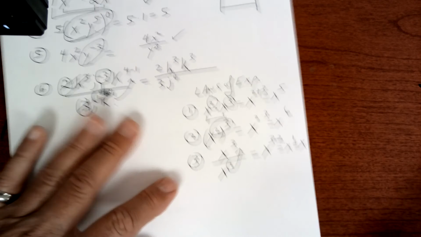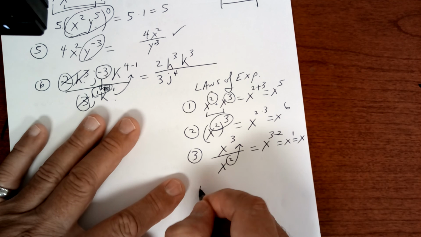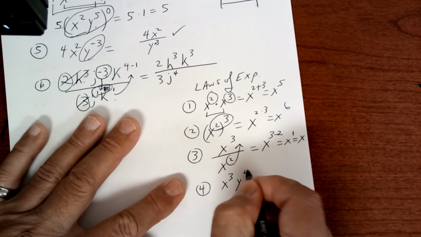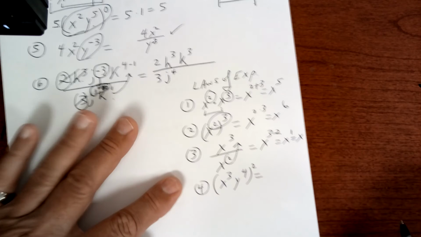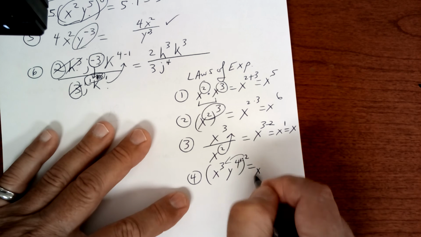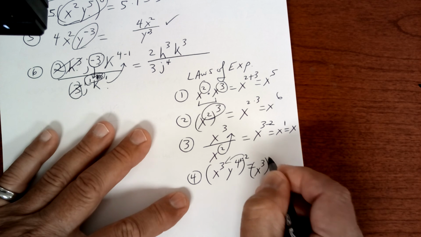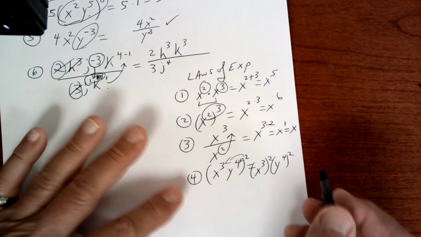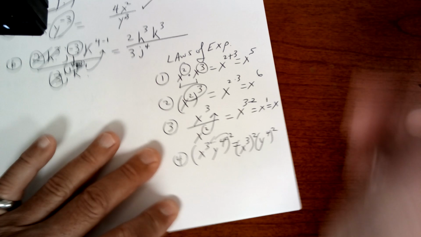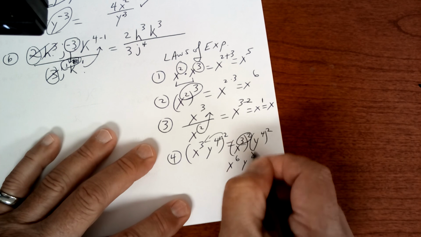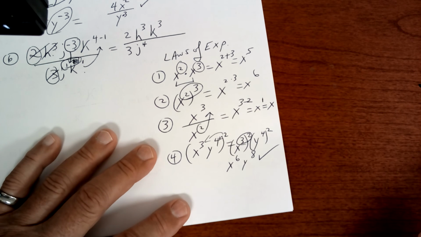And then finally, it's kind of like the distributive property, like x to the 3rd, y to the 4th, to the 2nd power. So everything inside here is going to get a 2. So it's going to be x to the 3rd to the 2nd power, y to the 4th to the 2nd power. So a power to a power on these, you're going to multiply. So it becomes x to the 6th and y to the 8th, and you're done. And those are the 4 rules or laws of exponents.